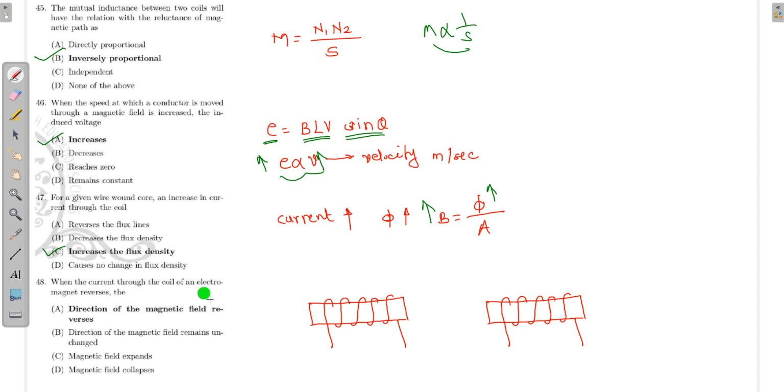When the current through the coil in an electromagnet reverses, the direction of the magnetic field changes. Let us consider that this is the direction of current. If you apply the right hand thumb rule such that the curled fingers indicate the direction of current, then the thumb will indicate the direction of the north pole. When the current is in the downward direction, if you apply the right hand thumb rule, the curled fingers show the direction of current, and the thumb will indicate this as the north pole. So you can observe that in one case this is north and south, and in the other case this is south and north. So it changes the direction of the magnetic field.